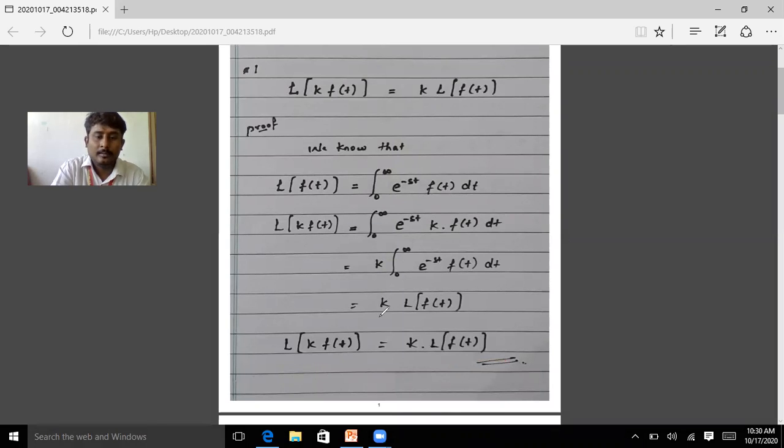Okay, so here k remains the same, and this integral is none other than the Laplace transformation of the given function. So hence we got here: Laplace transformation of any constant value into function is always equal to the constant into the Laplace transformation of the function. Okay, I hope this one is clear.